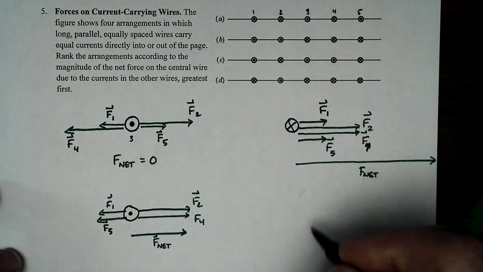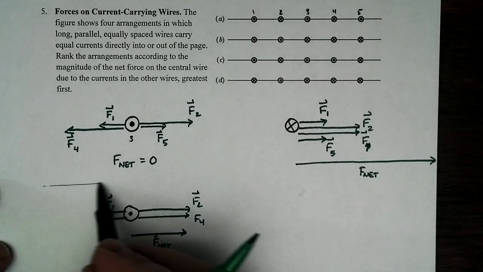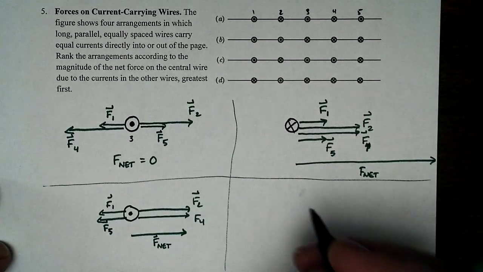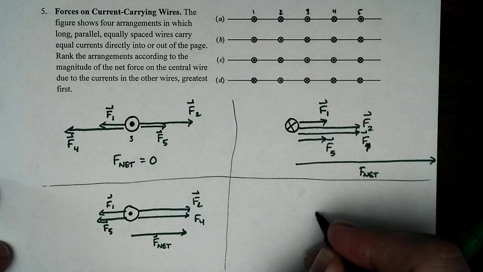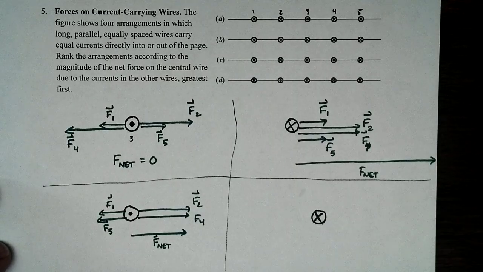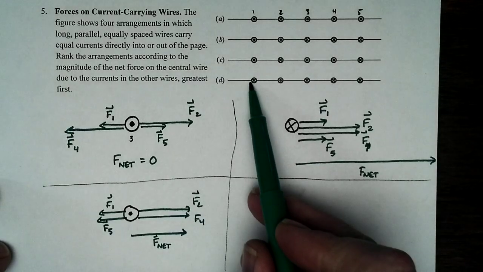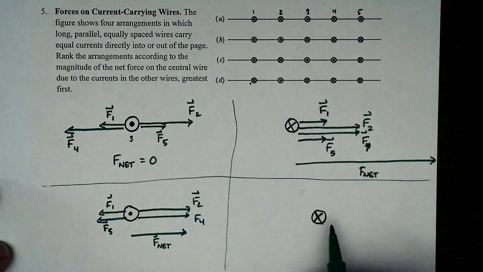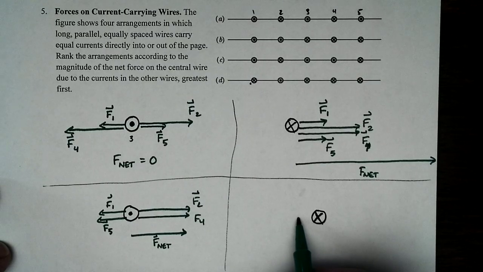And the last situation, so separate these out a bit. Current going into the page in the center wire. Here, into the page, same direction of current flow, so that's an attractive force. So 1 pulls 3 towards itself.